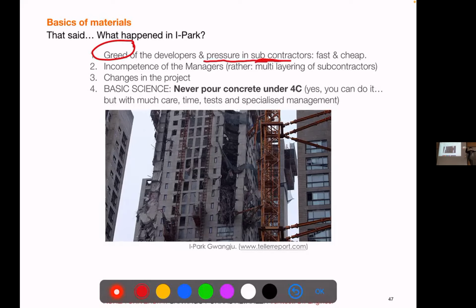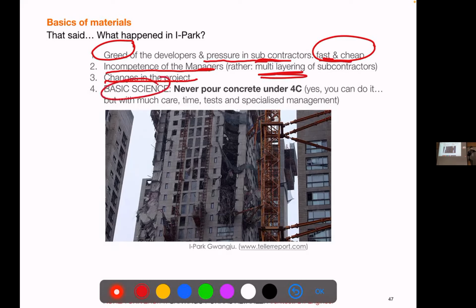This Hyundai, subcontractors, sub-subcontractors, they all push down as much as they can. It's like the push for fast and cheap. And that has consequences. Sometimes you don't see it, sometimes you see it, right? Incompetence of the managers, right? Which is related to that. So that multi-layering in which you just rely your responsibility on somebody else and you just don't want to take any blame about it, right? I don't see the president of Hyundai taking much responsibility about this, but probably I'm wrong. Changes in the project, that was clear. It's always tricky to change things in these projects, as I said.